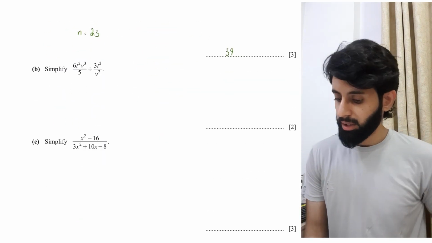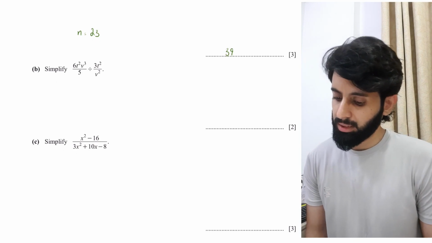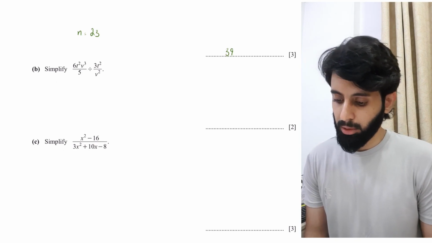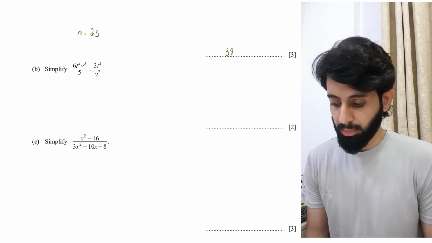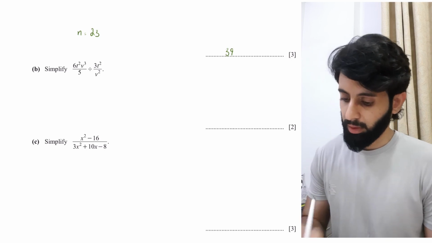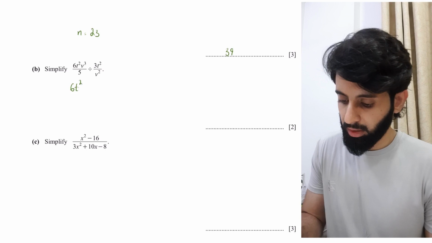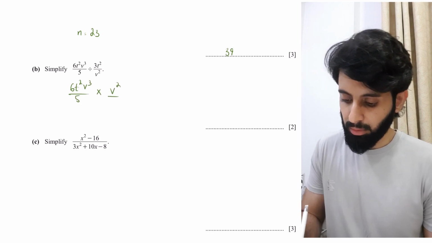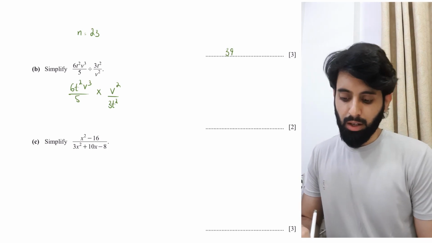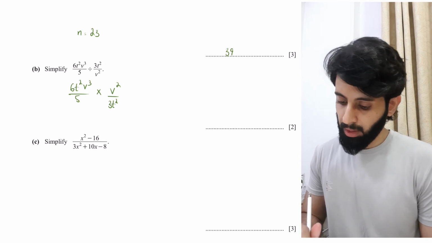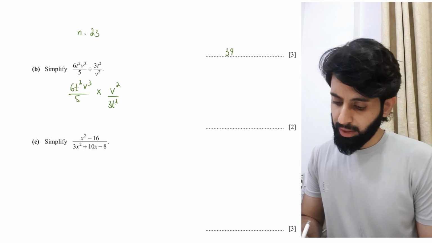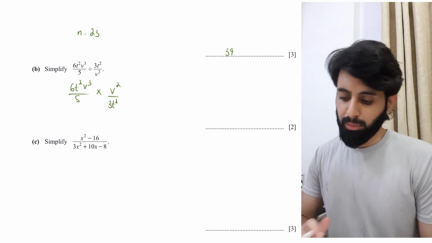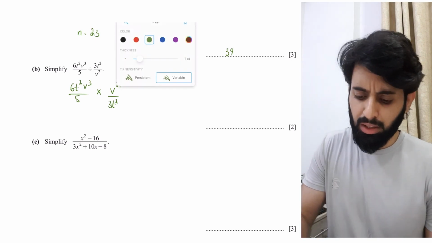Okay, let's do parts B and C. Part B says simplify 6t squared v cubed upon 5 divided by 3t squared upon v squared. First things first, you have a division sign in between, so you have to change that to multiplication, and when you do that, you have to take the reciprocal. Now it's up to you whether you want to simplify first and then multiply, or multiply and then simplify. I'd rather simplify first.